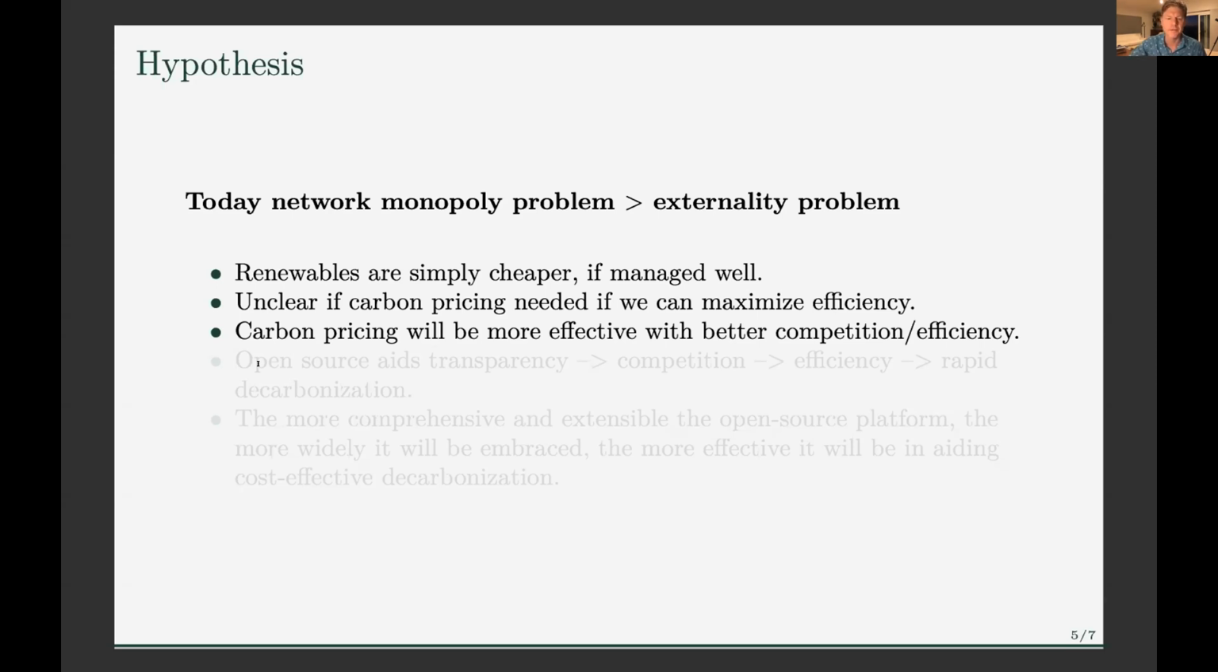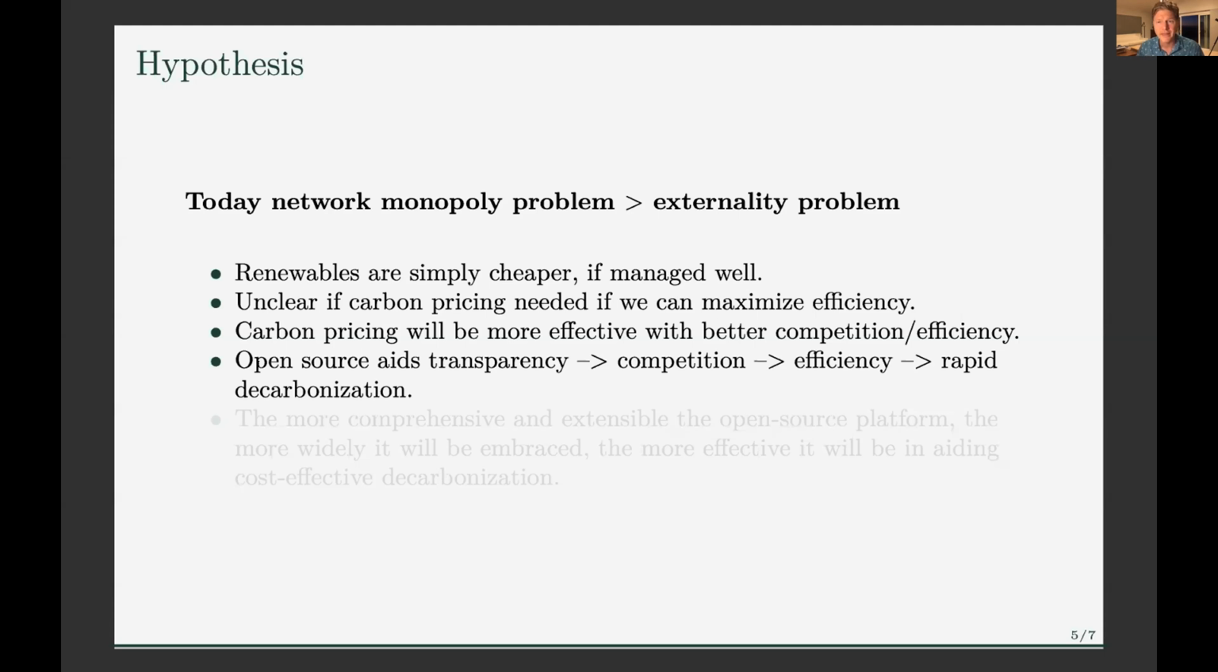So I think this is something that people in my field don't quite grasp yet. We're all about carbon pricing, but I don't think that's enough. It's not going to create this efficiency due to the network monopoly problem. So open source ultimately aids transparency. Transparency, or kind of symmetric information for everyone, is the key critical ingredient to competition. And competition creates efficiency, and that's going to create rapid decarbonization.